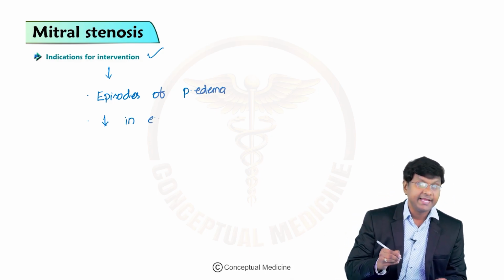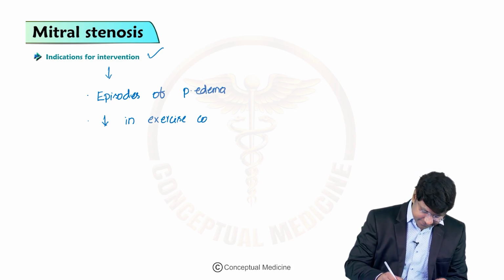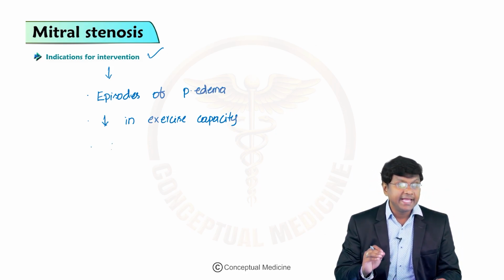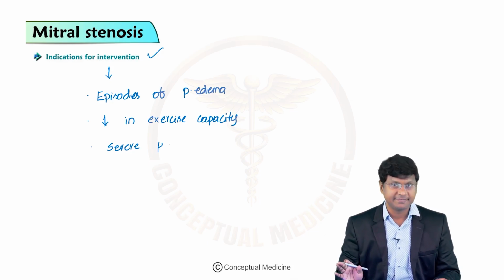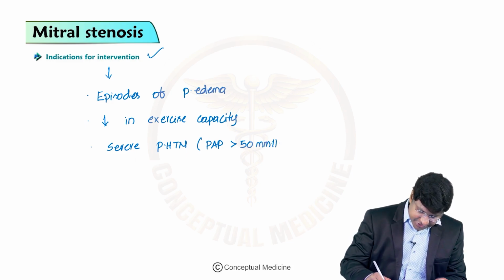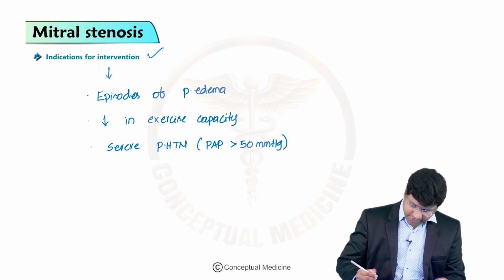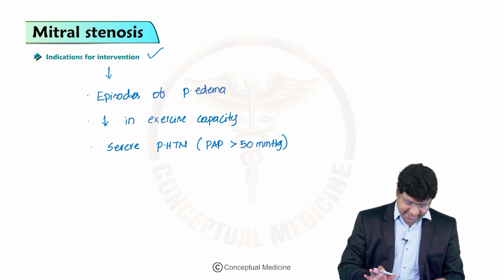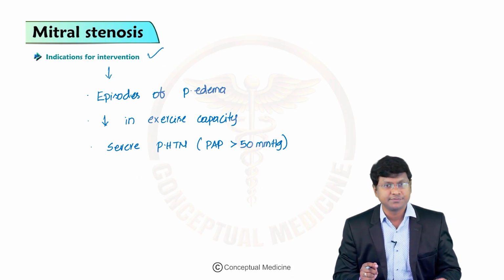Next, a decline in exercise capacity, or any evidence of severe pulmonary hypertension, where the pulmonary artery pressure will be more than 50 millimeters of mercury. So these are some of the indications that you need to do the intervention.